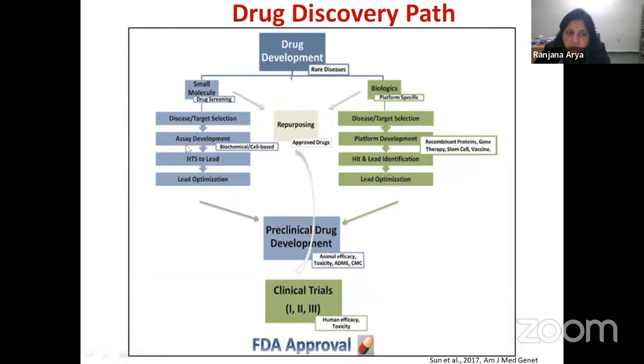Second thing we can do is, when we are looking at the drug discovery path, primarily we focus on small effector molecules, because they are easier to make, the companies also benefit, and screening becomes easier. You have good assay development, high throughput, and lead optimization, which is part of most pharmaceutical industries. The other part is biologics, where you are looking at hit and lead identification, and again lead optimization, leading to preclinical drug development followed by clinical trials. But if you have some approved drugs which are already there, either FDA-approved or others, and you can repurpose them for some of these diseases, then it can be a fast way to identify some of the drug molecules.